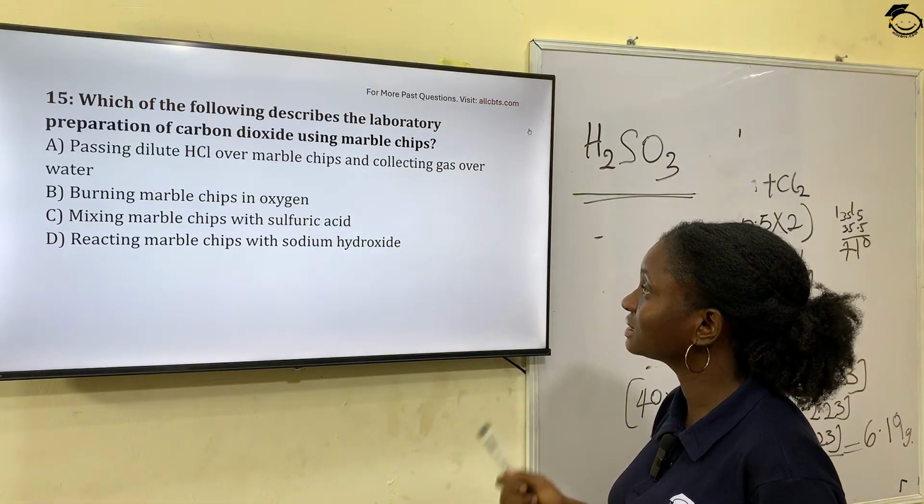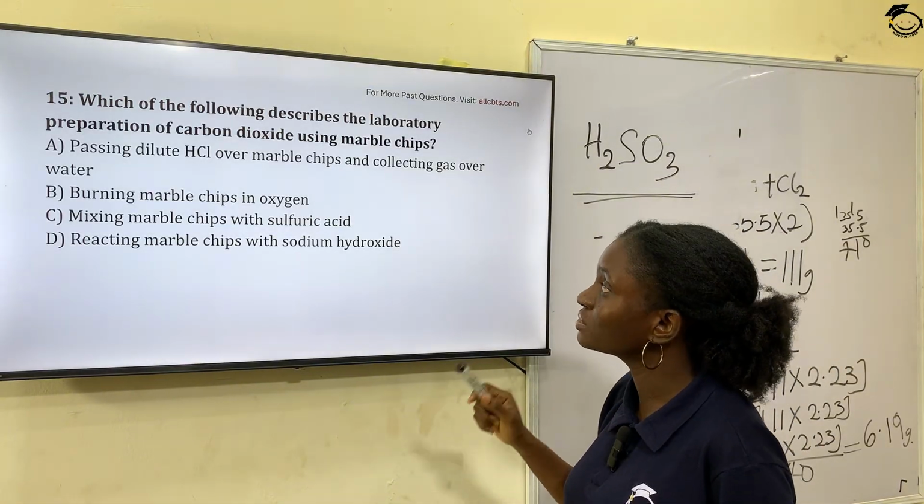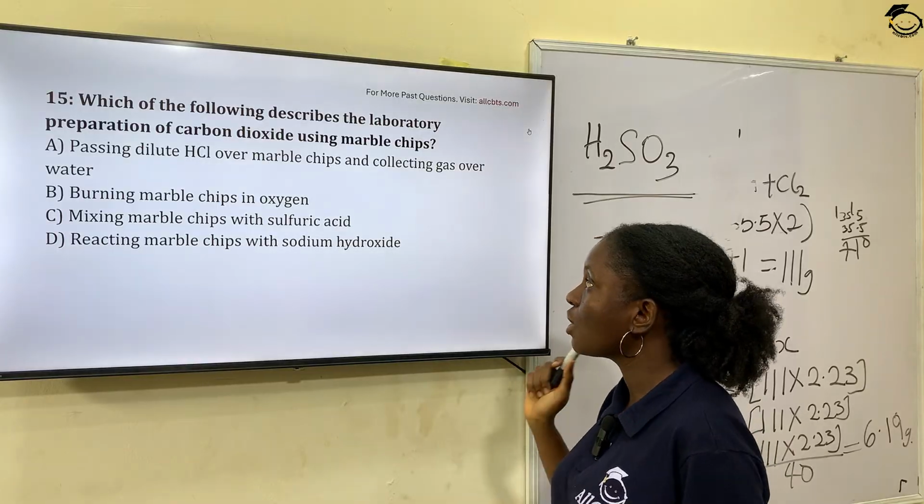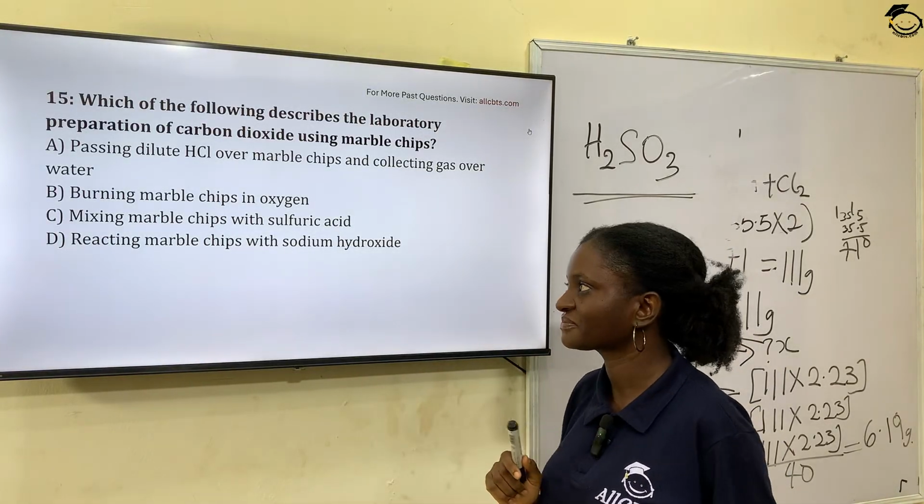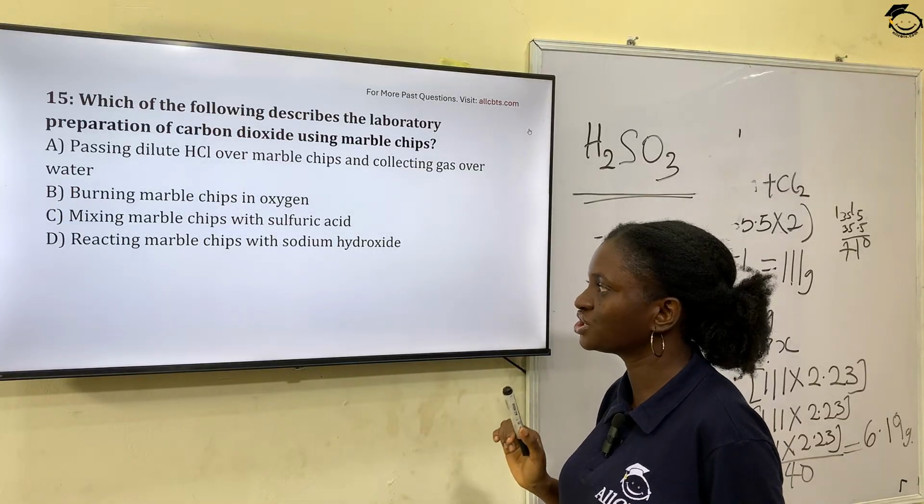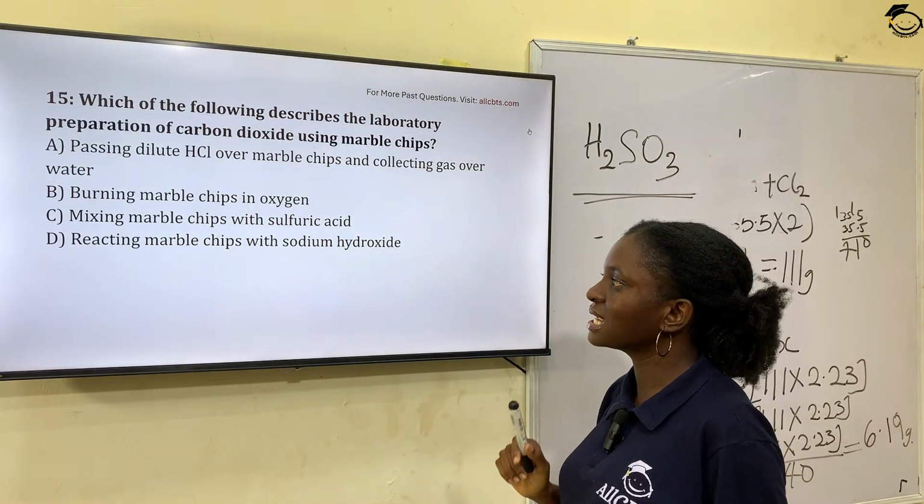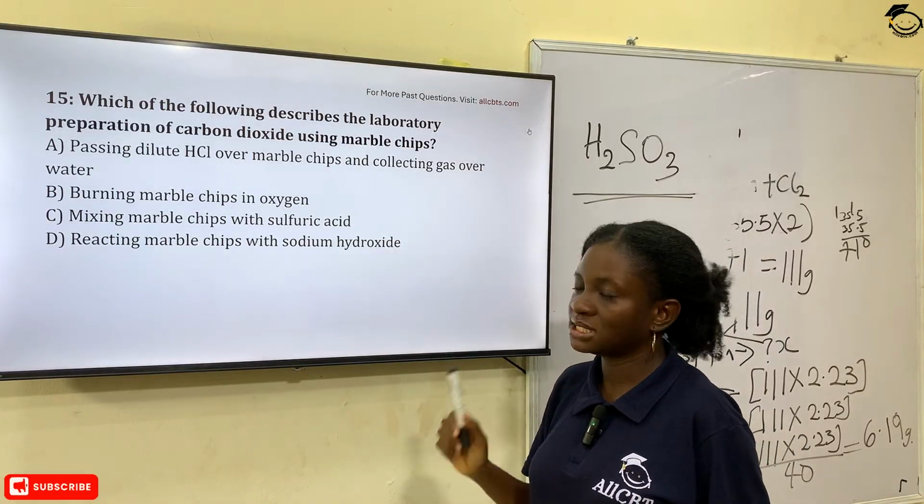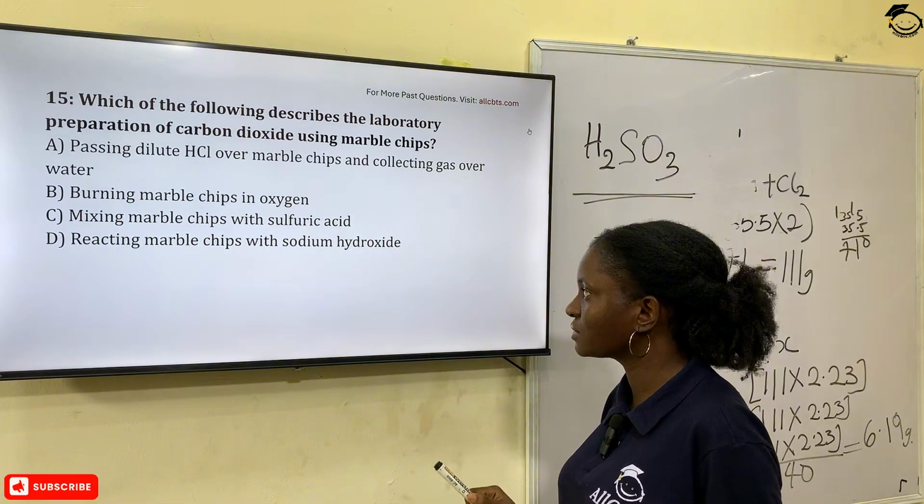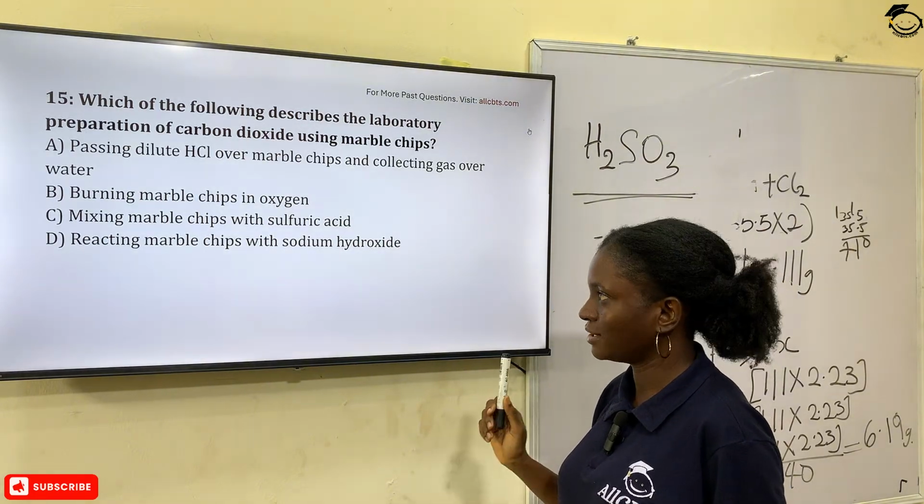So let's look at the options. A, passing dilute hydrochloric acid over marble chips and collecting gas over water. B, burning marble chips in oxygen. C, mixing marble chips with sulfuric acid. D, reacting marble chips with sodium hydroxide.